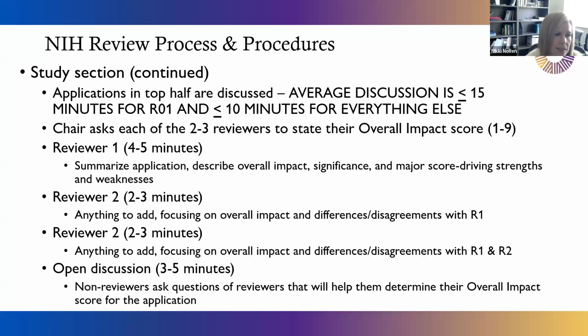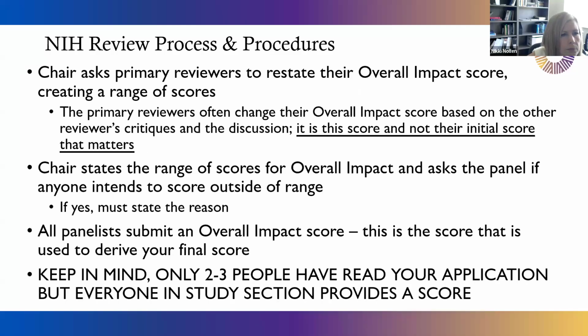The second reviewer is asked to add anything, again, focusing on overall impact, and then differences or disagreements with reviewer 1. They are given 2 to 3 minutes. Reviewer 3, same thing. So by the time it gets to reviewer 3, they may have very little to say because reviewers 1 and 2 have already addressed their score driving strengths and weaknesses. Then it is opened up for discussion. This is where non-reviewers are able to ask questions that will help them determine their overall impact score for the application. And the discussion is limited to 3 to 5 minutes.